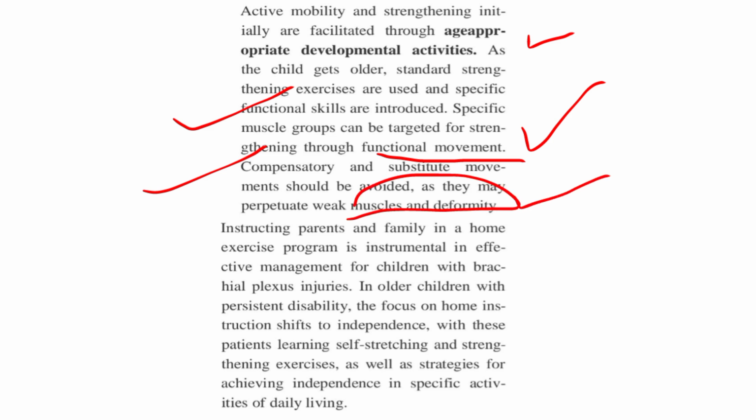Instructing parents and family in a home exercise program is very effective for brachial plexus injury in an older child with persistent disability. If there is no improvement, the focus of home instruction shifts to independence, with the parents learning self-stretching and strengthening exercises as well as strategies for achieving independence in activities of daily living. The main goal of any physiotherapy disease or disorder is independence in the specific activities of daily living.